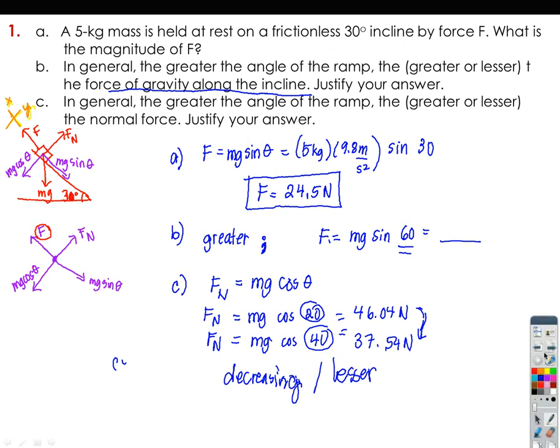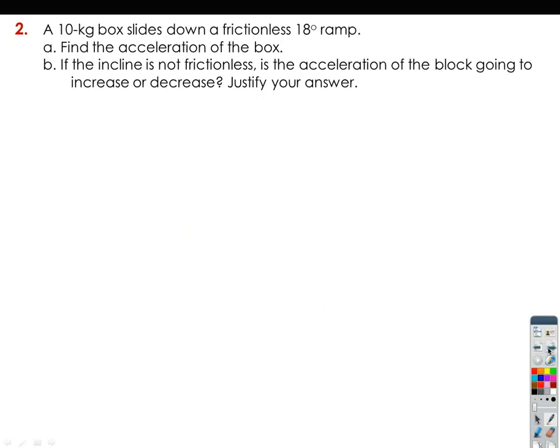Okay. Next number, number 2. A 10-kilogram box slides down a frictionless 18-degree ramp. Find the acceleration of the box. Okay, let us draw again our incline. That is 18 degree from the horizontal. There is a 10-kilogram box and it's frictionless, and you know that if it's frictionless, the tendency of this one is to go down, so it's accelerating downward, and there's no other force present except for the force of gravity and your Fn.